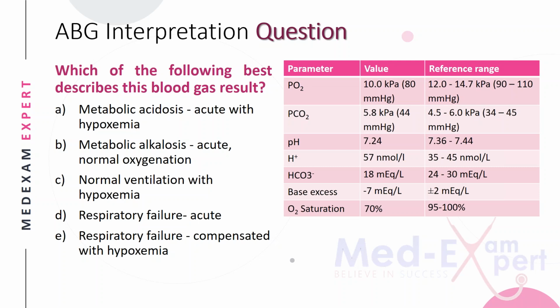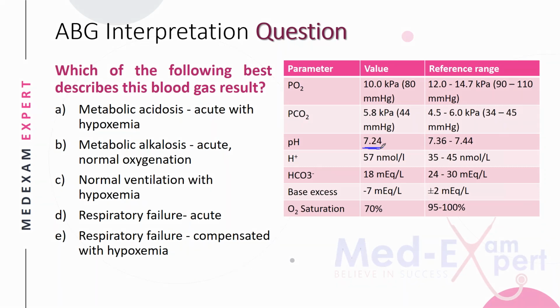Metabolic acidosis, acute with hypoxemia. Again, can you raise your voice, please? I didn't hear your answer. A. Metabolic acidosis, acute with hypoxemia. Okay, this is your answer. And another answer also. Yes, A. Okay, let's interpret before we show the answer.